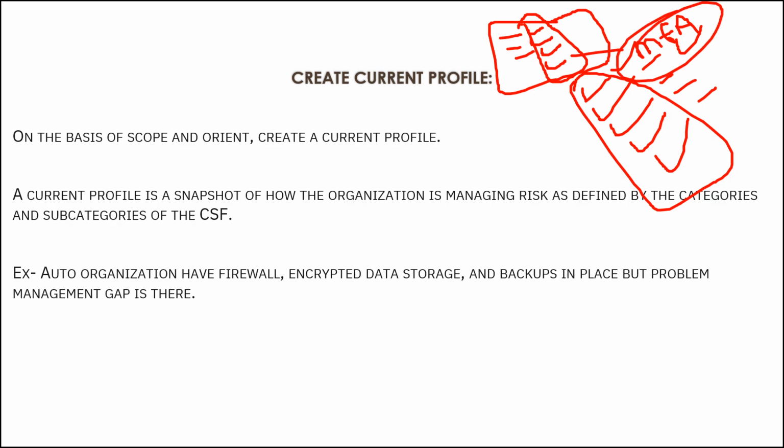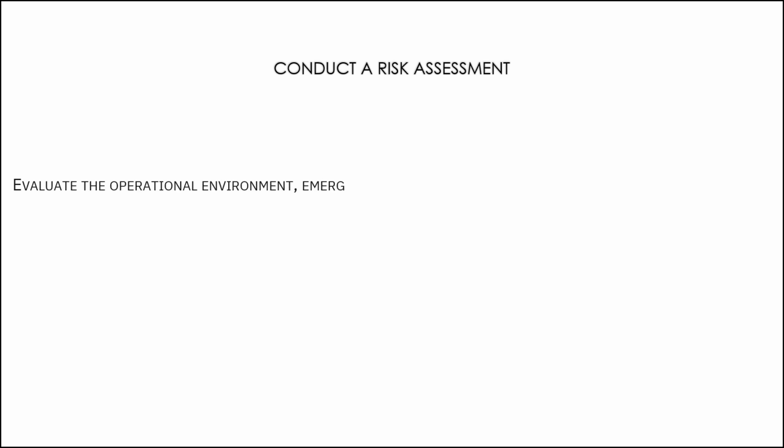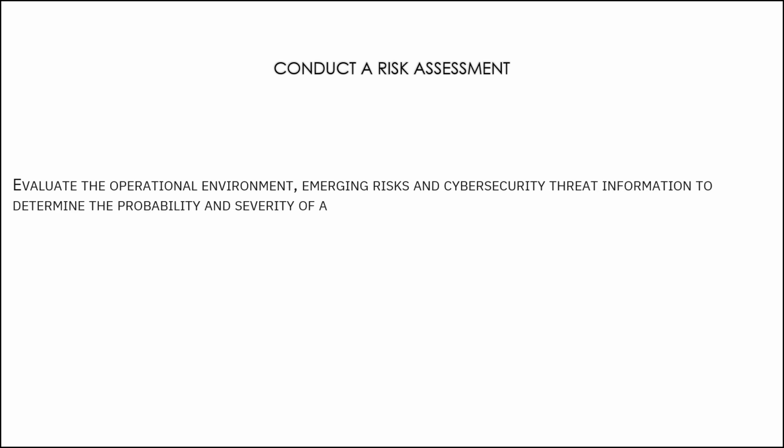So we need to have this. Make a separate checklist which includes the targeted profile, which we will discuss in the next slide. After the current profile, right, assess the risk. Conduct a risk assessment, evaluate whatever exists in the current profile so that we can have visibility into what we actually need to achieve.